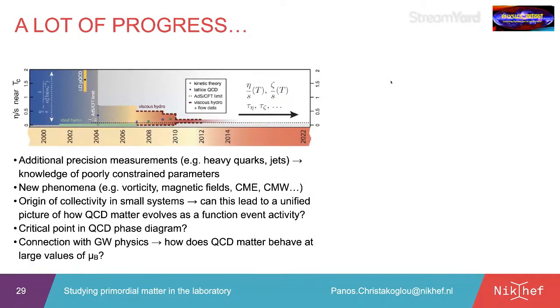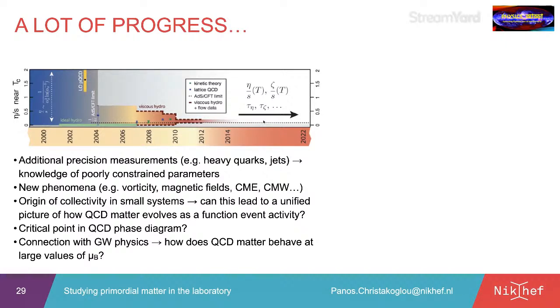Now, there has been a lot of progress that we made in all these years, and this progress is also reflected in how well we have been able to constrain the basic properties of the quark-gluon plasma, one of which is the specific shear viscosity that I discussed before. And you see, judging by the size of the band, how well we can constrain this parameter as a function of temperature.